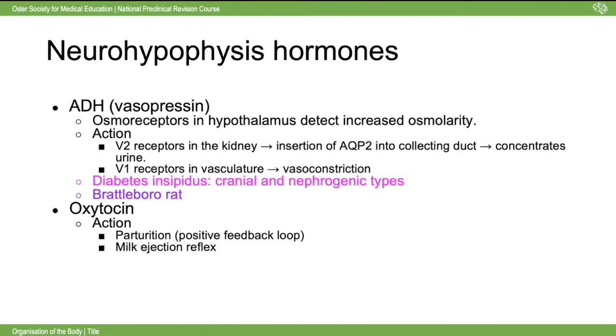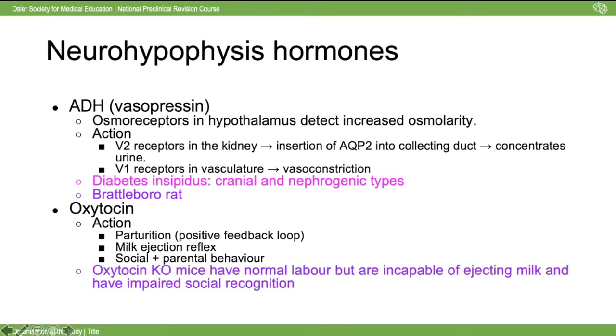And then you also have the milk ejection reflex as well. It's involved in that, and it's also involved in social and parental behavior. And we know about these functions because oxytocin knockout mice have normal labor, but they're incapable of ejecting milk and they have impaired social recognition.